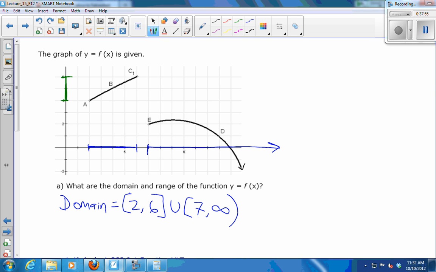And then look at the curvy part. What y values are represented? Two to negative infinity. Have I left anything out?